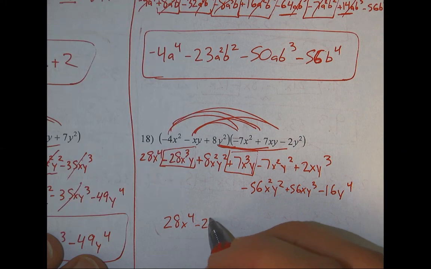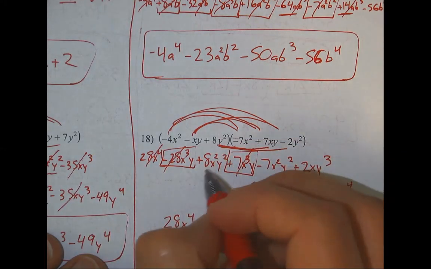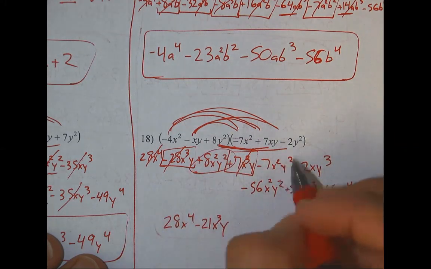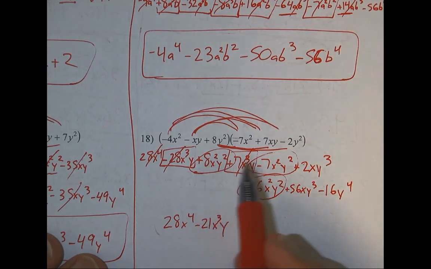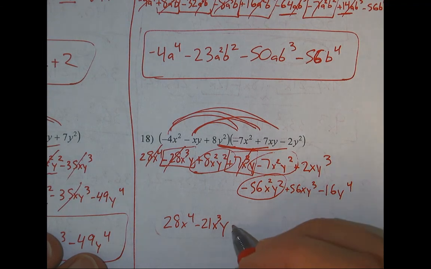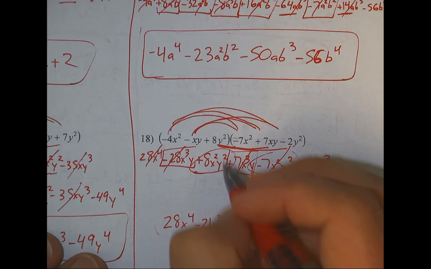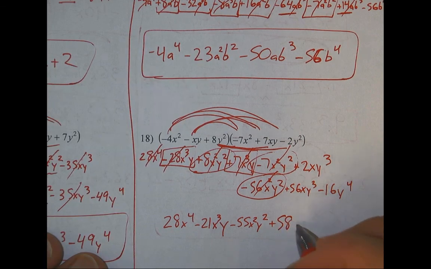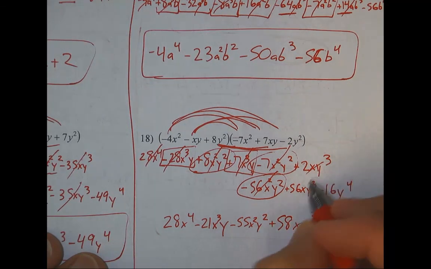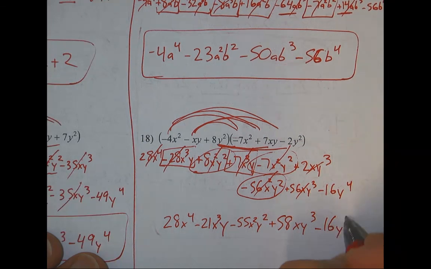So that's negative 21. Gone, gone, gone. Then we have these x squared, y squareds. 3 of them. So this would be 1, that's negative 55. All right, and then these two, xy to the thirds, 2 and 56, so that's 58. And minus 16y to the fourth.